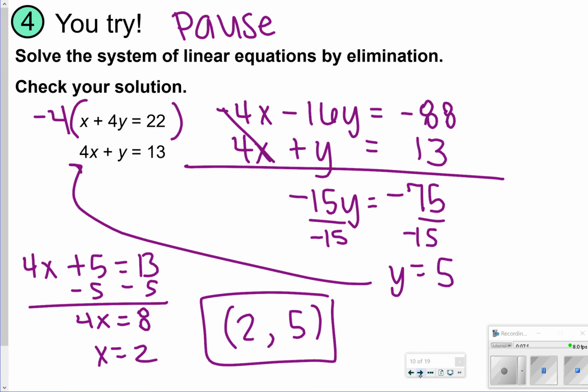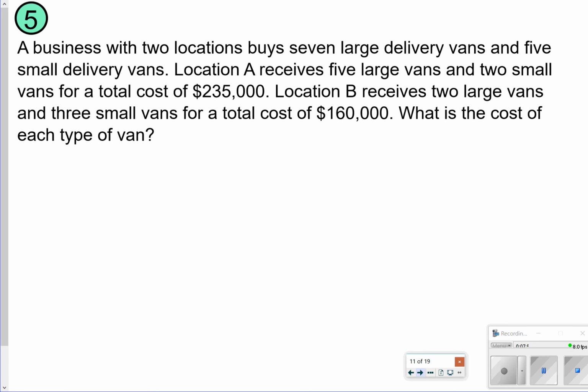Okay. Your last one is a word problem. It's very similar to the word problems we've done in the past with the 5.1 and 5.2 notes. It says a business with 2 locations buys 7 large delivery vans and 5 small delivery vans. Location A receives 5 large vans and 2 small vans for a total cost of $235,000, but location B gets 2 larges and 3 smalls for $160,000. What's the cost of each type of van?